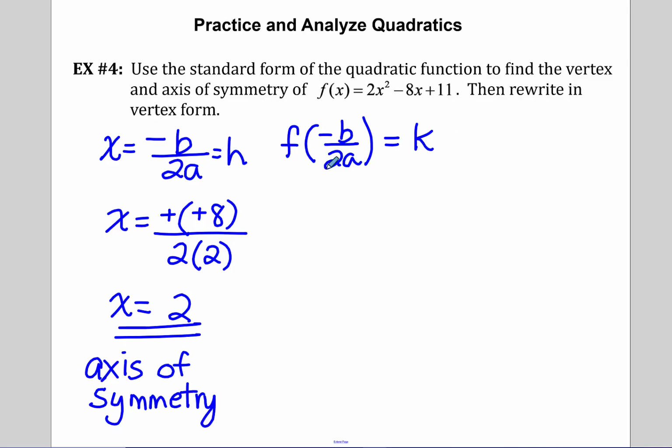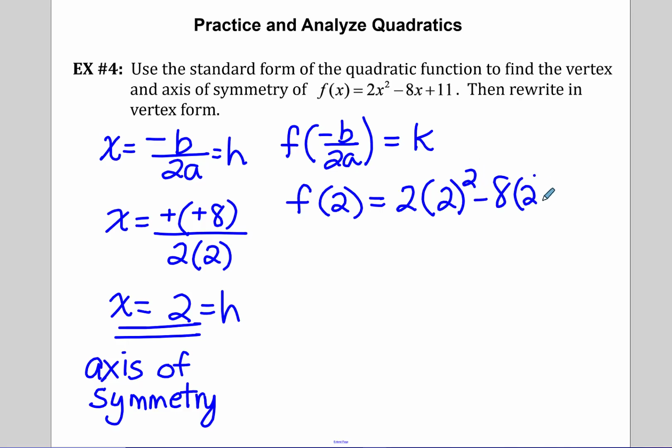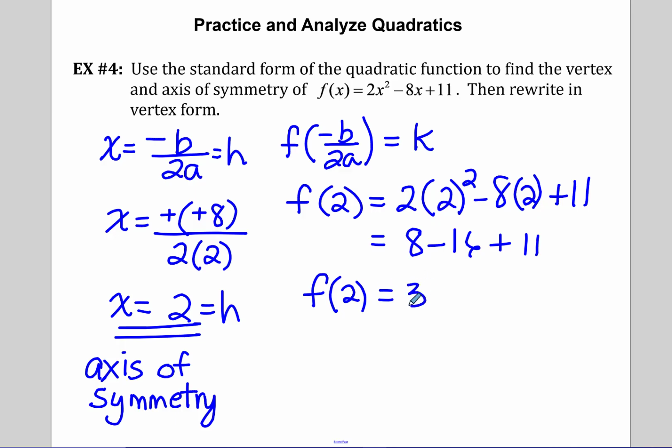And then we want to find our k value by substituting that back in. So if we substitute f of 2, this is our h value, into the function 2x squared minus 8 times x plus 11, that's going to give us 4 times 2, which is 8 minus 16 plus 11. So the y value of the vertex is 3. This is our k value. This is one way to find vertex form.